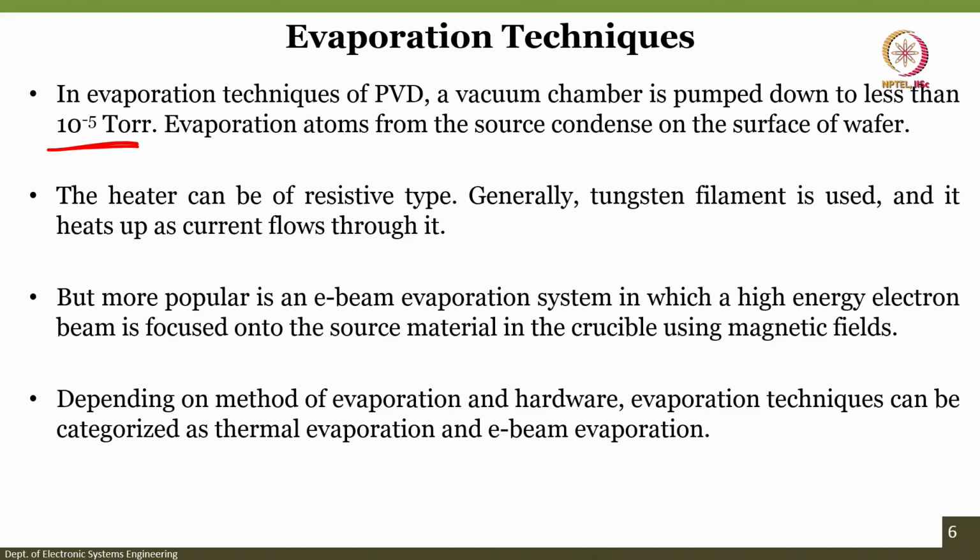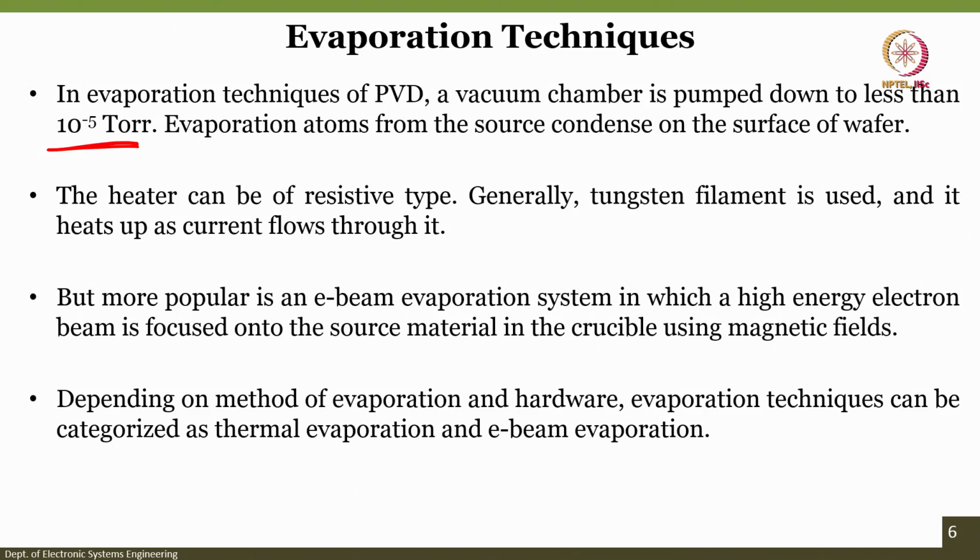The heater can be of resistive type, generally a tungsten filament is used and it heats up as the current flows through it. Now, this depends again on what kind of material you use, whether it is resistive heating or some other type of heating, but the most popular is an e-beam evaporation system, in which a high energy electron beam is focused onto source material in the crucible using magnetic fields.